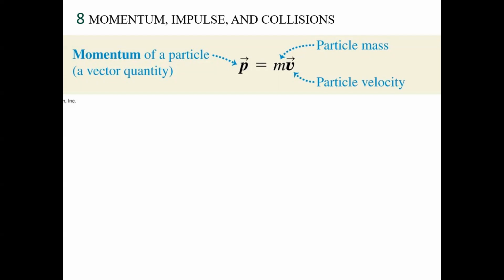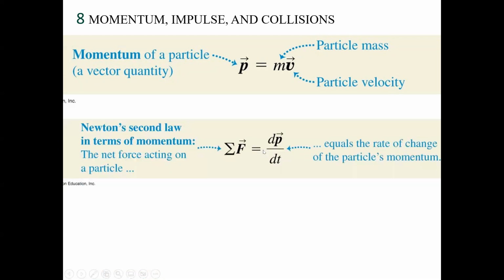It is a vector quantity because momentum has magnitude as well as direction. That's why this is a vector quantity. The second formula is Newton's law in terms of momentum. We can express Newton's law in terms of momentum. Actually, this is the correct form of Newton's second law of motion.